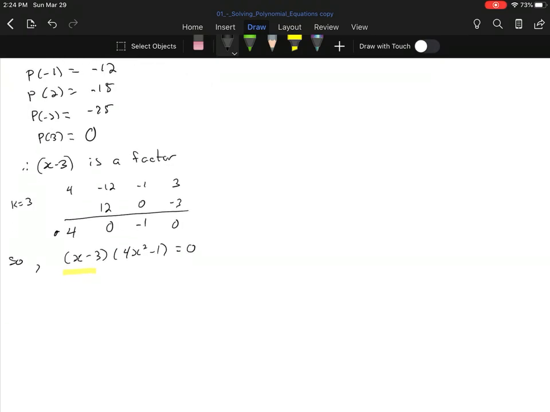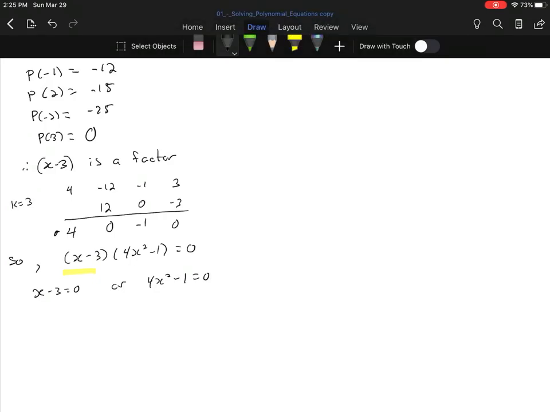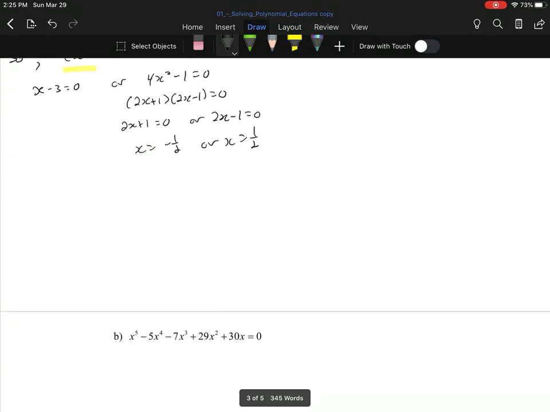And there's lots of ways to handle this. You could isolate. You can go x minus 3 equals 0, or 4x squared minus 1 equals 0. You can actually just solve for x here by isolating x there. That would work, no problem. You could do the quadratic formula. That would work. But this actually does factor. It's a difference of squares. So I get 2x plus 1 equals 0, or 2x minus 1 equals 0. So I get x equals negative 1/2, or x equals 1/2. I got two awesome choices there.